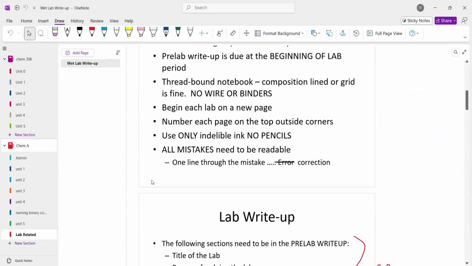For every wet lab, your first wet lab is lab 3. It's on density. All wet labs, no exceptions, require a pre-lab done before you enter the lab. It's worth 3 of the 10 points. It's very easy to do. You've got to handwrite it though. Everyone hates that, including me. I don't like to handwrite things.